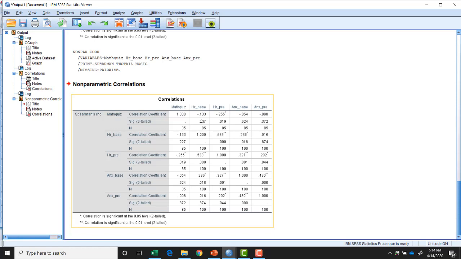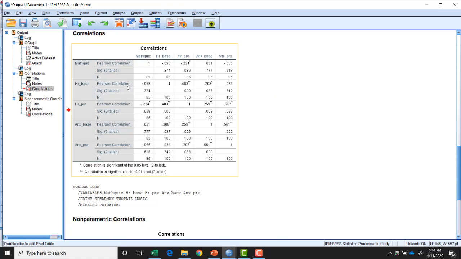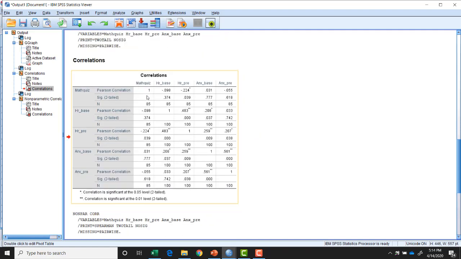So let's have a look at the correlation between the math quiz and the heart rate pre. So let's go back to our Pearson here. We've got the Pearson and the Spearman. So let's go to the Spearman and let's go to the heart rate pre and the math quiz. So let's go down. We can see it's a negative correlation, minus 0.224. It's got a p-value of 0.039.